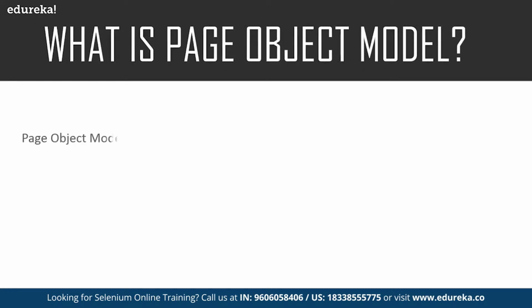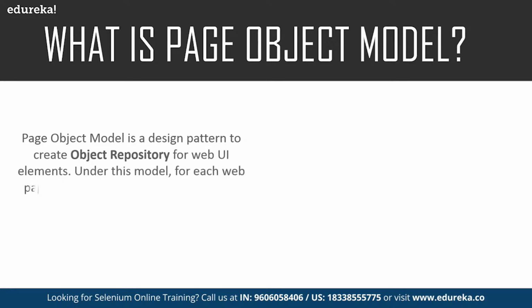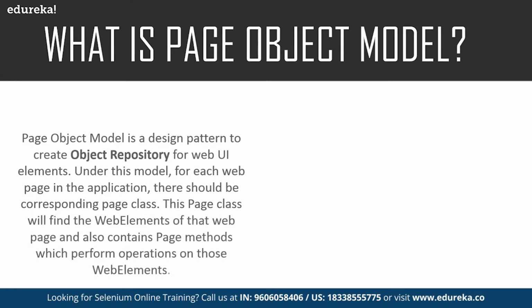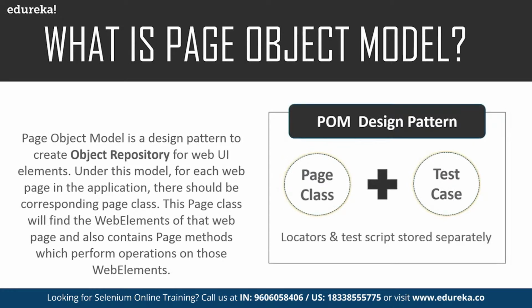Page Object Model is a design pattern to create object repository for the web user interface elements. Under this model, for each web page in the application, there should be corresponding page classes. And this page class will find the web elements of that web page, and also it contains the page methods which perform operation on those web elements. That is, it consists of a page class along with the test case class.